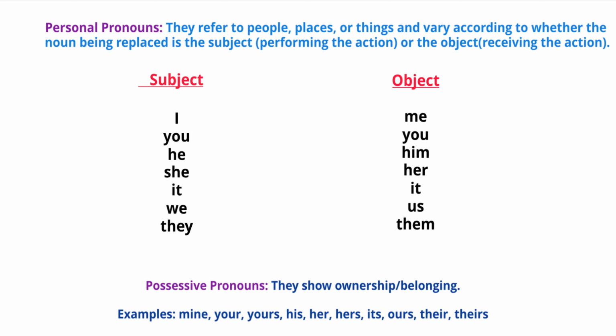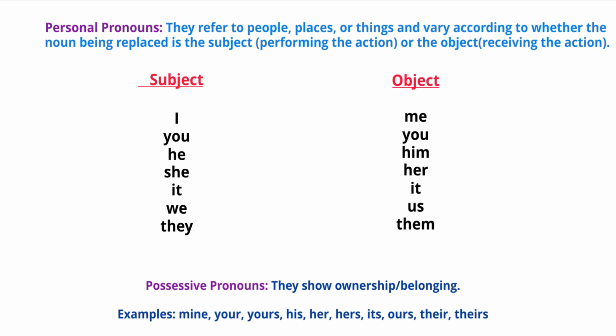So, subject pronouns are I, you, he, she, it, we, and they. Object pronouns are me, you, him, her, it, us, them. Let's see what are possessive pronouns. They show ownership or belonging. Examples: mine, your, yours, his, her, hers, its, ours, their, theirs.